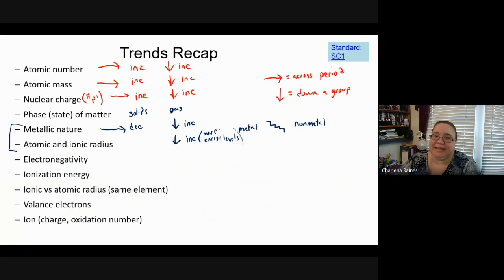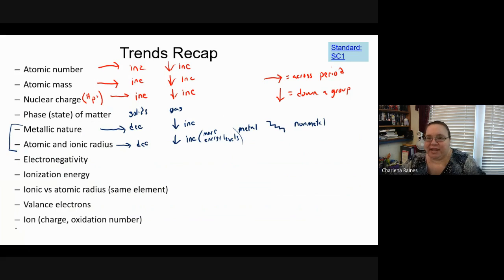So my radius increases as I go down a group due to the increase in the number of energy levels. I know Bohr's model is not the best illustration, but it's the one that I know you've seen and you can draw. So picture adding another ring to your cloud. In reality, the size of our smoke cloud is actually just getting bigger and bigger and bigger every time we go down a group. Now, as we go across a period, my radius has a general pattern of decreasing.